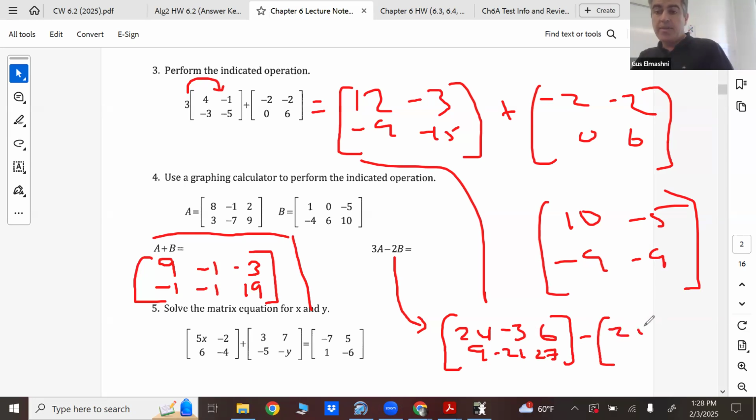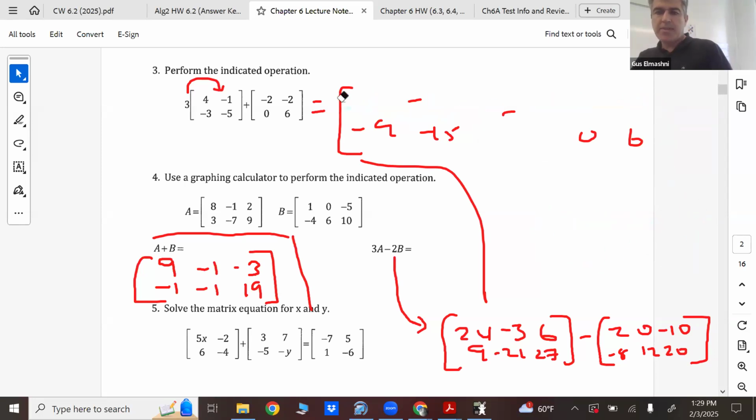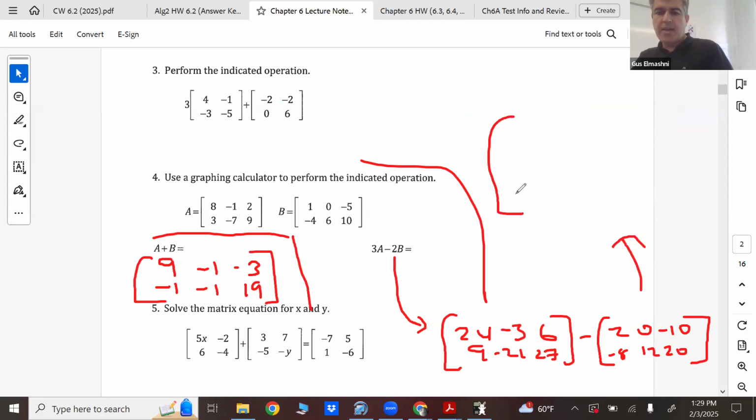2, 0, -10, -8, 12, and 20. And we subtract, just be really, really careful with distributing the minus. That's where mistakes can easily happen. So you should get 22, -3, 16, 17, -33, and 7.